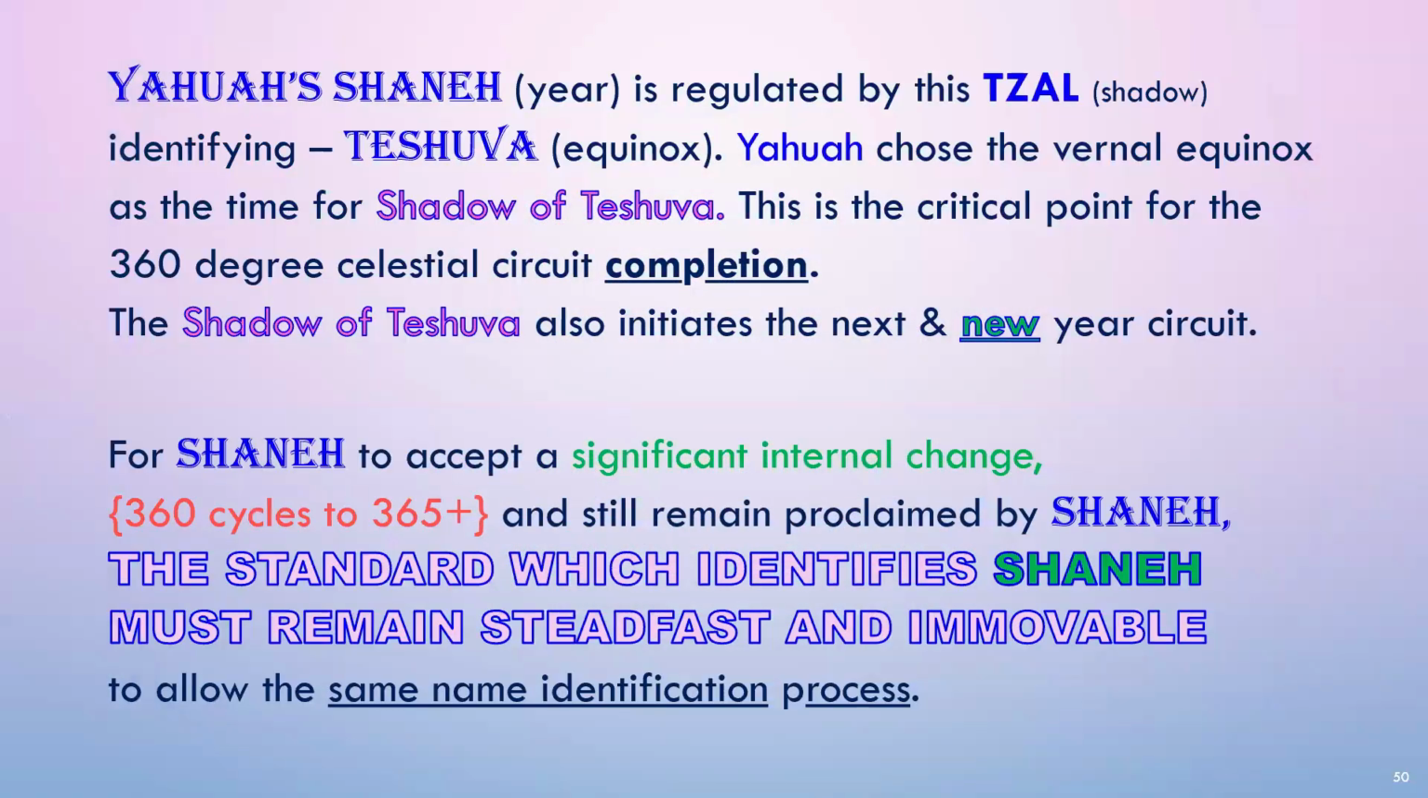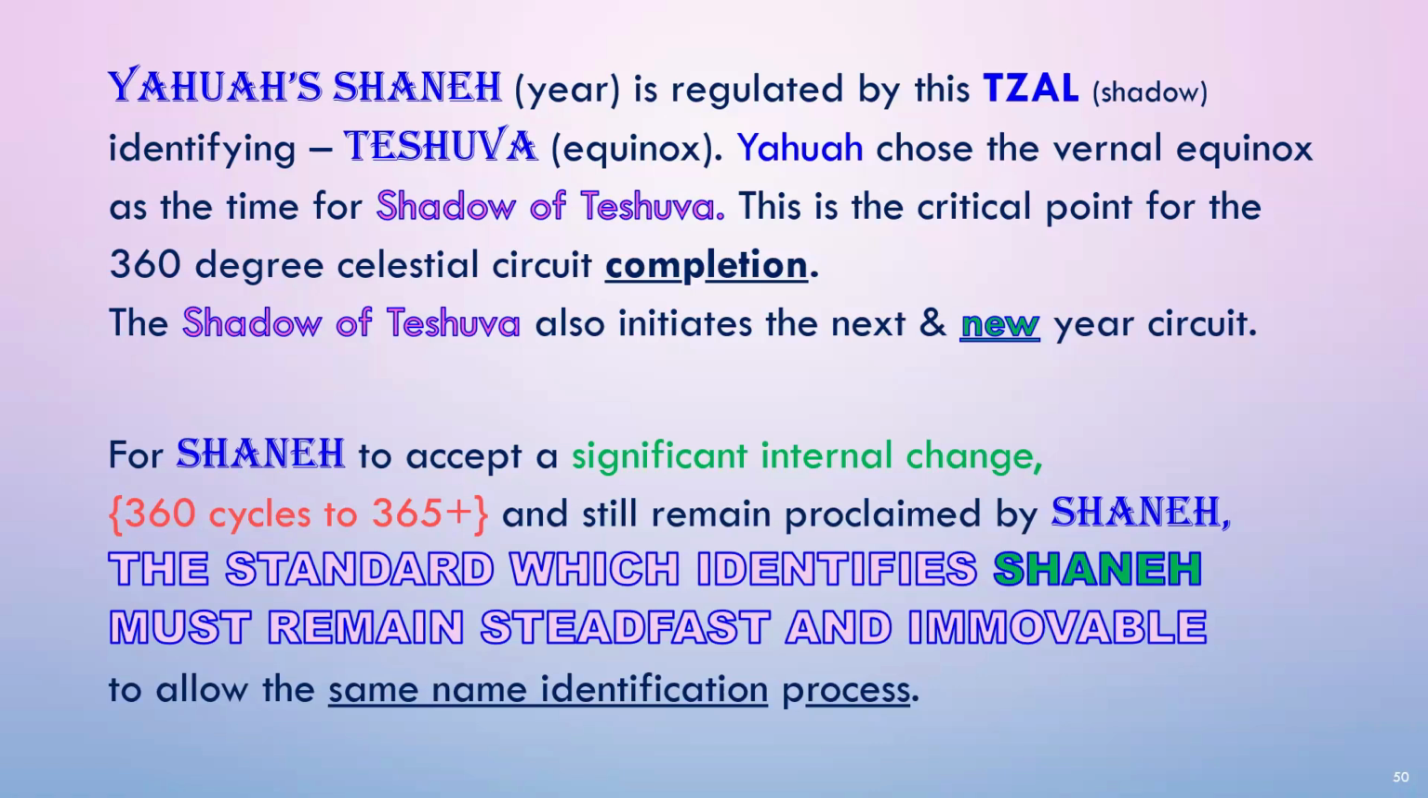Yahuwah's Shanay is regulated by his Tzal, shadow, identifying the day of Teshuva at the equinox. Yahuwah chose the vernal equinox as the time for the shadow of Teshuva. This is the critical point for the 360-degree celestial circuit of completion. The shadow of Teshuva also initiates the next and new year circuit, starting at dawn of the next day.